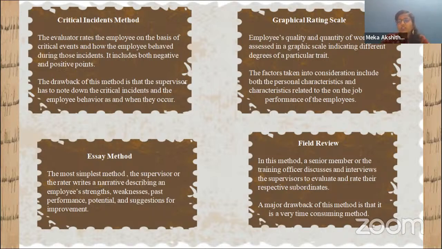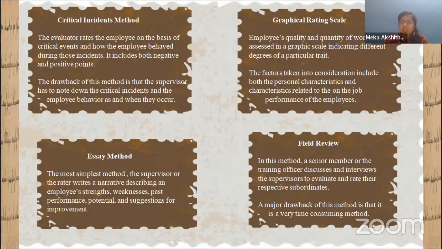It is not a forced choice. It is not yes or no. You would have strongly agree, agree, slightly agree, neutral, slightly disagree, disagree, strongly disagree. Mostly it would be a 5 point scale: strongly agree, agree, neutral, disagree, and strongly disagree. It can also be a 4 point scale or a 7 point scale. So you have options to choose at what range you fall on that particular trait. That is the graphical rating scale.